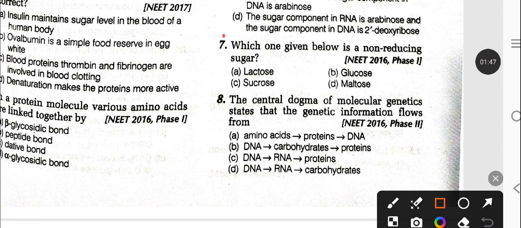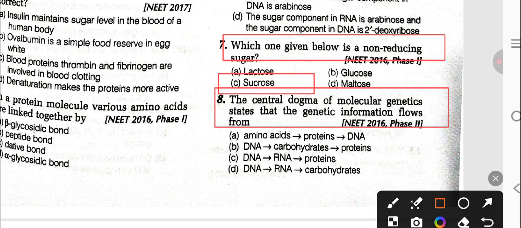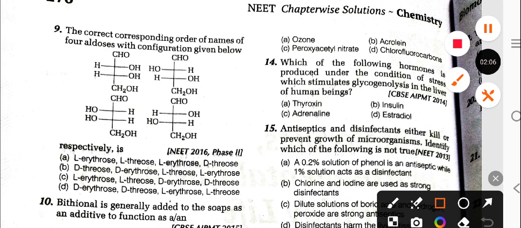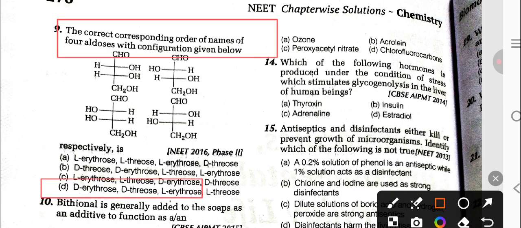Next, which one given below is a non-reducing sugar? So sucrose, option number C, sucrose is a non-reducing sugar. The central dogma of molecular genetics states that genetic information flows from DNA to RNA and RNA to proteins. The correct corresponding order of names of 4 aldoses with configuration given below. So it is option number D, D-erythrose, D-threose, L-erythrose and L-threose.